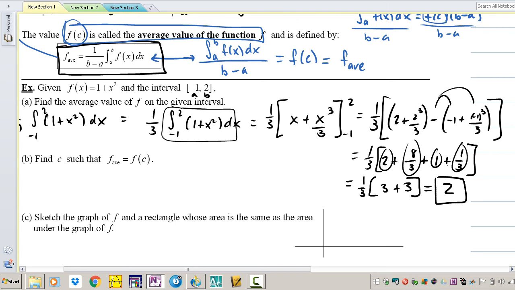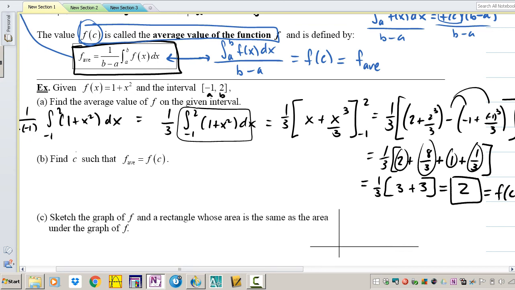Okay? This is my f of c. Now, part B says find c such that the average value is equal to 2, what I just found in part A. How do we find c? c is supposed to be an x value. How do we find c given that f of c is 2?